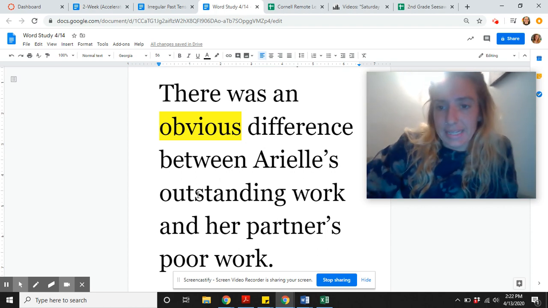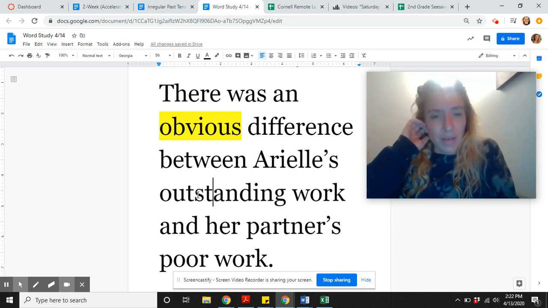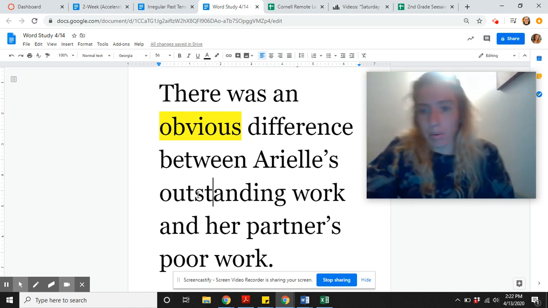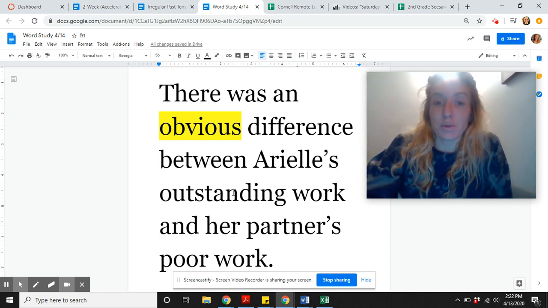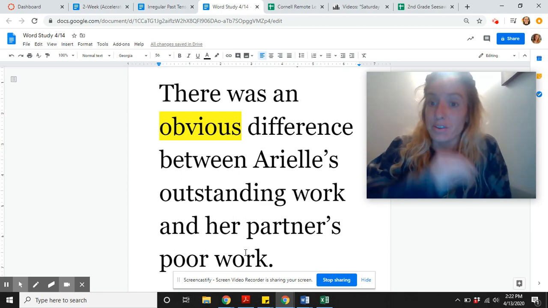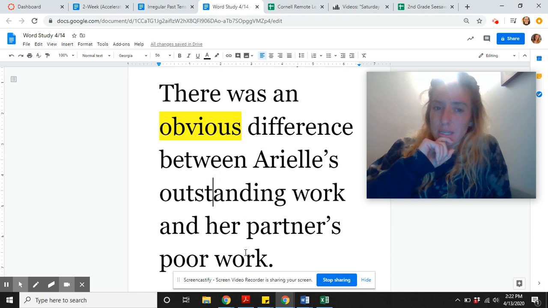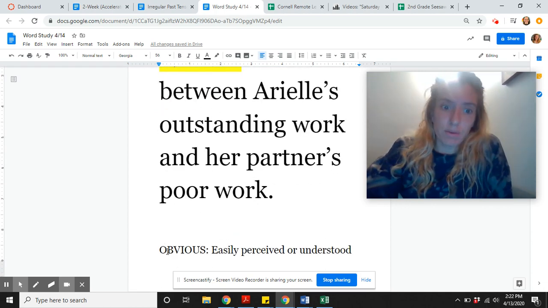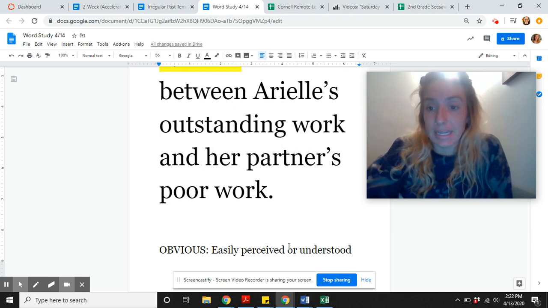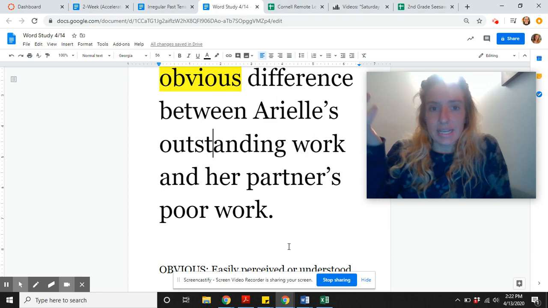All right, well, if I'm looking at this sentence and I'm trying to figure out what obvious might mean, I'm going to say, okay, it must be super different than her partner's poor work because it says there was an obvious difference between her outstanding work and her partner's poor work. And I know that outstanding work looks really different than poor work. So I'm thinking to myself, maybe obvious means clear. And lo and behold, obvious means easily perceived, which means seen or understood. So if something is really obvious, it's easy to see and to understand.